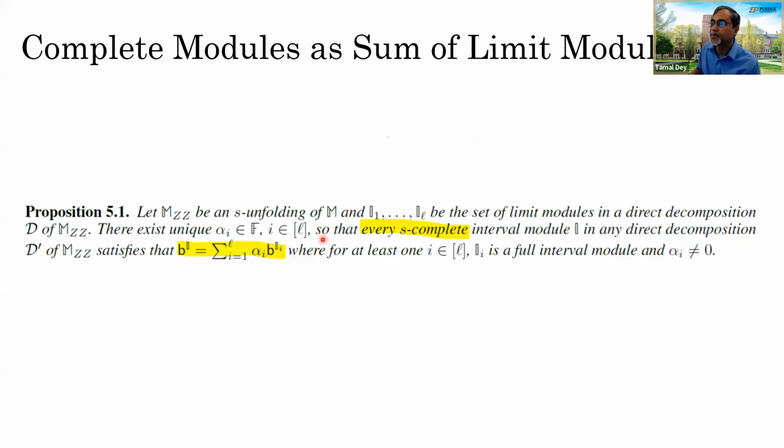Okay, so this proposition says that every complete interval module, basically a complete module in any direct decomposition D' of this M_GZ, satisfies the following property: its representative can be expressed as a sum of representatives for limit modules in any decomposition D of M_GZ. So this is a very important property, which I use again to prove why the algorithm is correct.